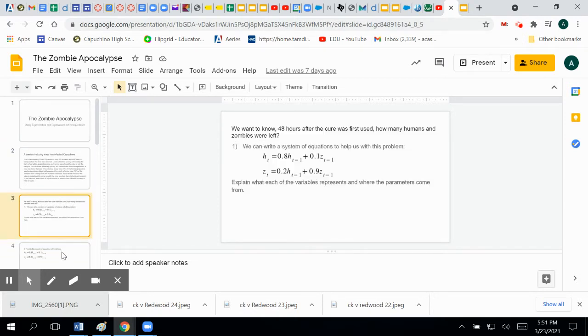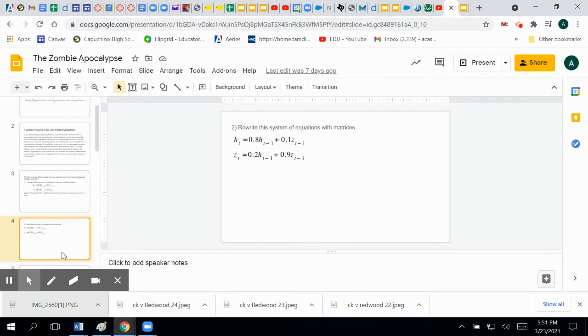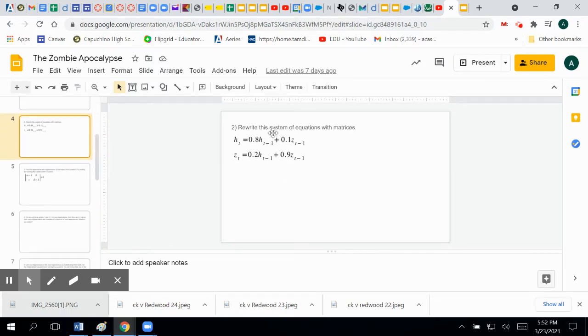After you've explained it, I want you to write it as a matrix equation. When you write it as a matrix equation, you're going to take the parameters out of this system of equations, and they are going to become their own matrix. And we're going to use that matrix for the next step on slide 5, which is question 3.